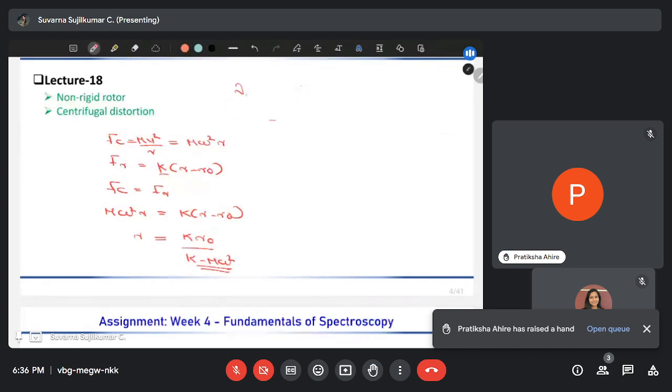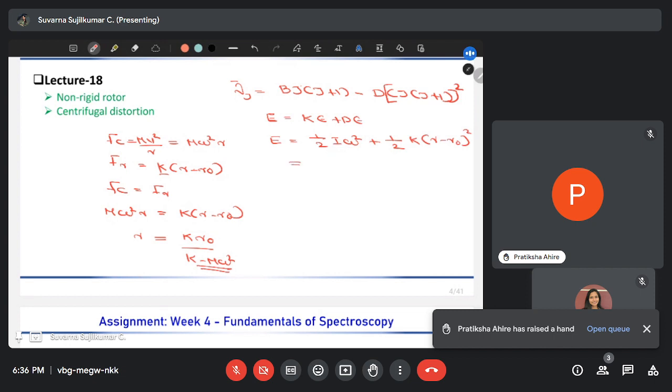The energy expression for a non-rigid rotor in terms of wave number is given by Bj into (j plus 1) minus d into (j plus 1) the whole square. So what is the energy of this system? That is the sum of kinetic energy plus potential energy. In our system we can write it as half I omega square plus half k (r minus r0) the whole square. This we are already familiar with in the case of the rigid rotor approximation, right?